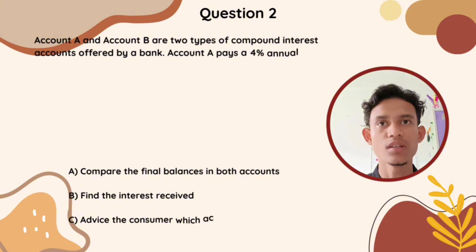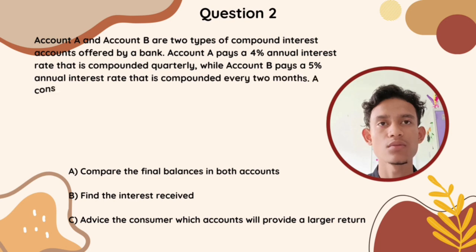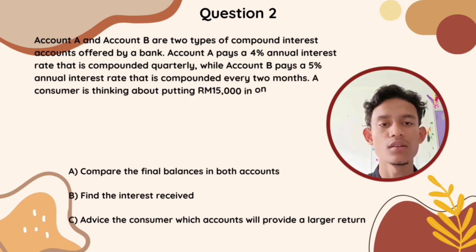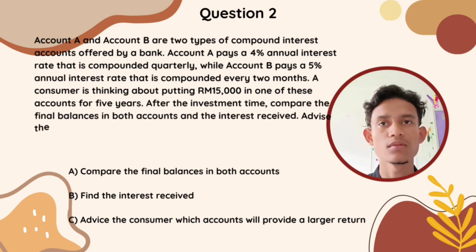Account A and account B are two types of compound interest account offered by a bank. Account A pays 4% annual interest rate that is compounded quarterly, while account B pays 5% annual interest rate that is compounded every 2 months. A consumer is thinking about putting RM15,000 in one of these accounts for 5 years.